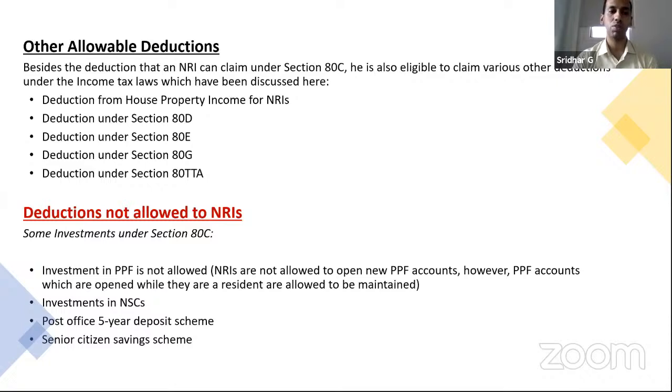80TTB is the section which gives a deduction to a senior citizen for interest earned on time deposit or term deposit or on savings bank, totalling 50,000. He will not be entitled. A non-resident will not be entitled.